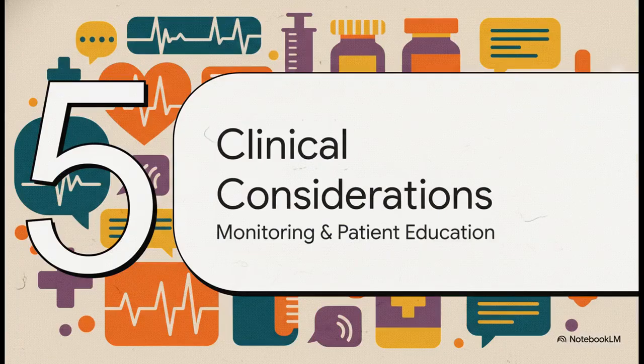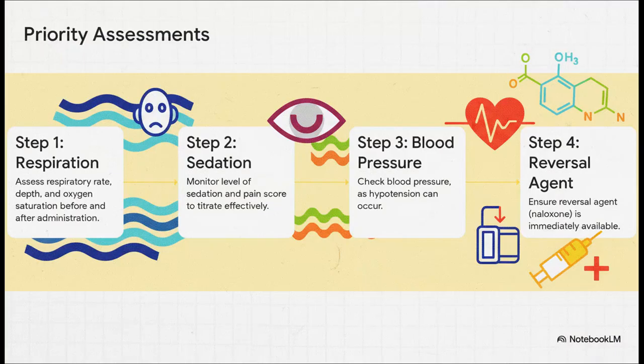So with all that in mind, how do we actually use this drug safely at the bedside? This is all about the practical stuff, what you need to be watching for and what you need to be telling your patient. Think of these as your non-negotiable safety checks. Before and after every single dose, you're checking their breathing rate and their O2 sats. You're constantly checking their pain level and how sleepy they are so you can give just enough but not too much. You're keeping an eye on their blood pressure. And maybe most importantly, you always know where the naloxone is. The reversal agent has to be ready to go, just in case.